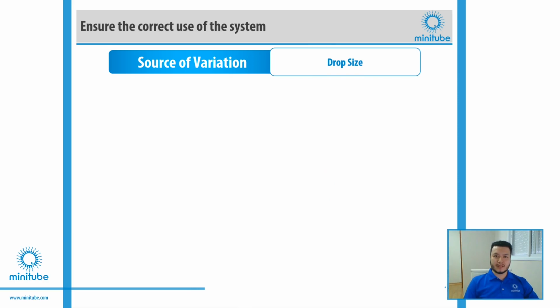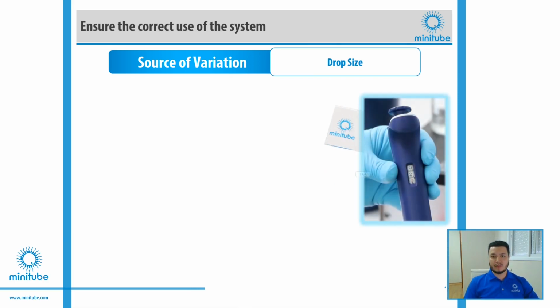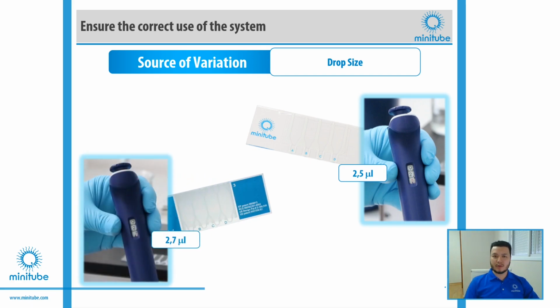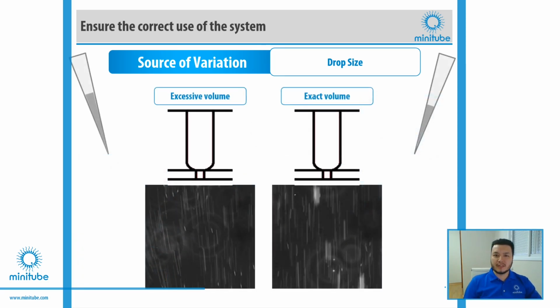Drop size. It depends on which counting chamber you use. If you use the mini-tube counting chamber, then you should use 2.5 microliters at the pipette. If you use the Leja counting chamber, then you should use 2.7 microliters at the pipette. This can change a little bit according to the calibration of your pipette. The most important thing in this case is if you are able to fill the counting chamber with the exact needed volume in only one single step.